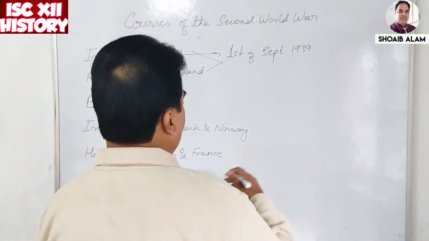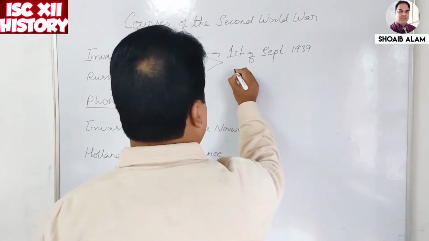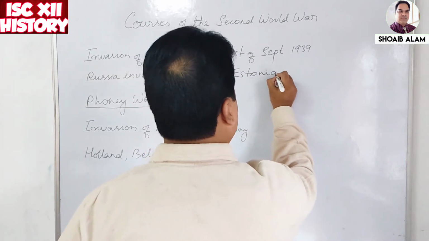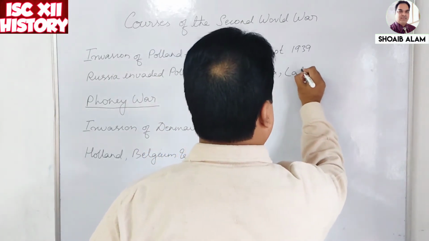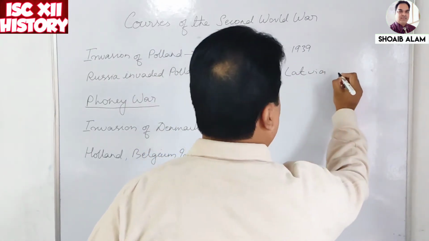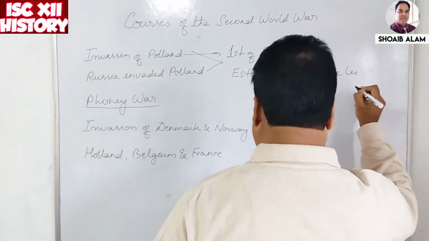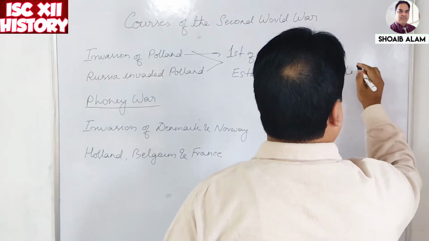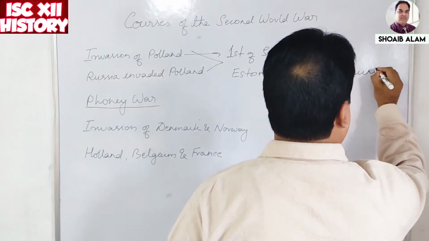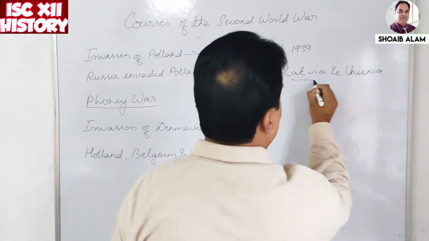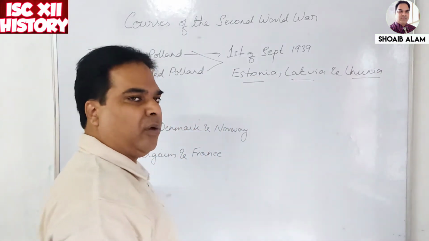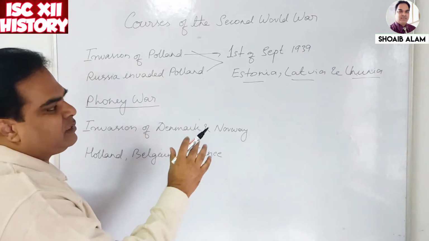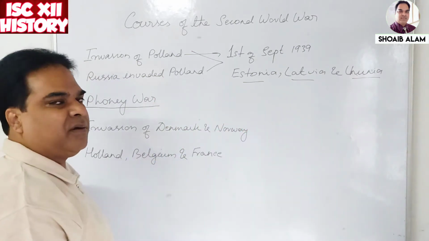Let me write it down. Estonia, Latvia, and one more. So these three territories in the eastern part were captured by Russia.